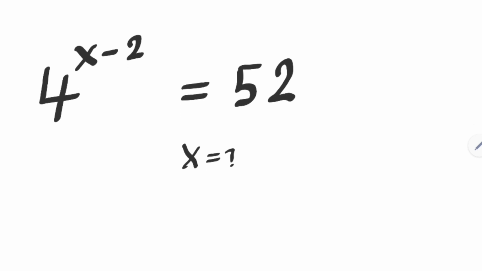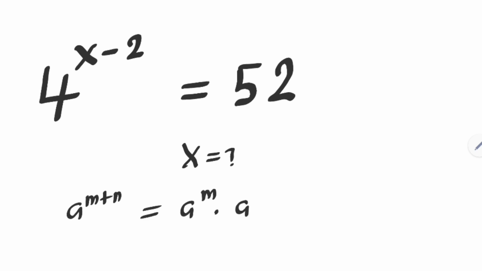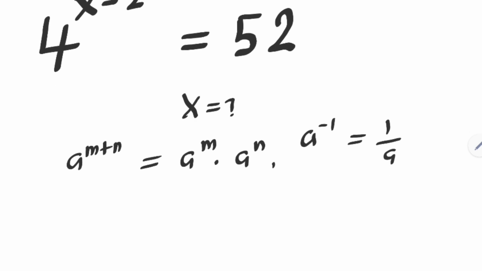Take note of this: if you have a raised to power m plus n, this is equal to a raised to power m multiplied by a raised to power n. If you have a raised to power minus 1, this is equal to 1 over a. And if you have a raised to power m minus n, this is equal to a raised to power m multiplied by 1 over a raised to power n.